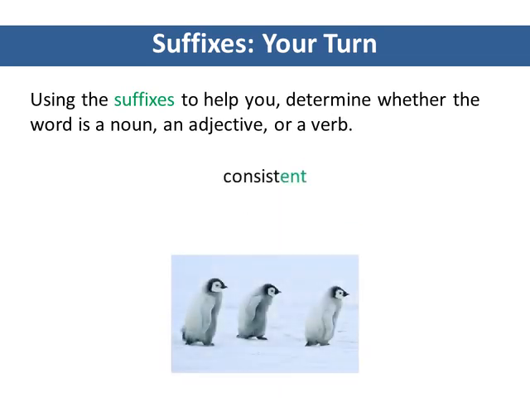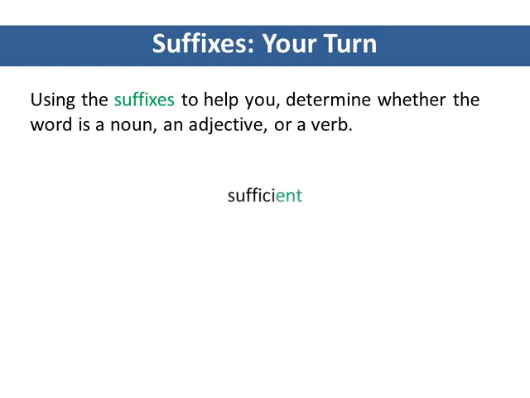Consistent. Here, the ent tells us it's an adjective. What does it mean? Consistent means always acting in the same way. Sufficient. Here is another ent adjective. If something is sufficient, it is enough. For example, because we had sufficient practice, we were able to win the game.